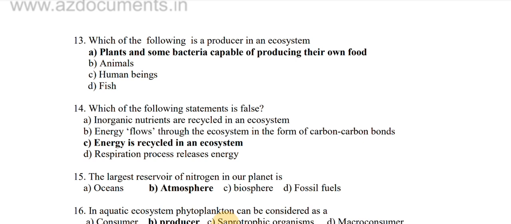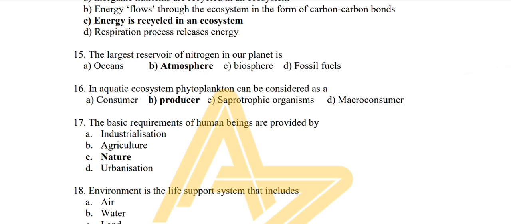And the 14th question: which of the following statements is false? Option C, energy is cycled. Energy is cycled in an ecosystem is false. 15th question: the large reservoir of nitrogen on our planet. Option B, atmosphere. 16th question: in aquatic ecosystems, phytoplankton can be considered as a producer. Option B. 17th question: the basic requirements of human beings are provided by nature.